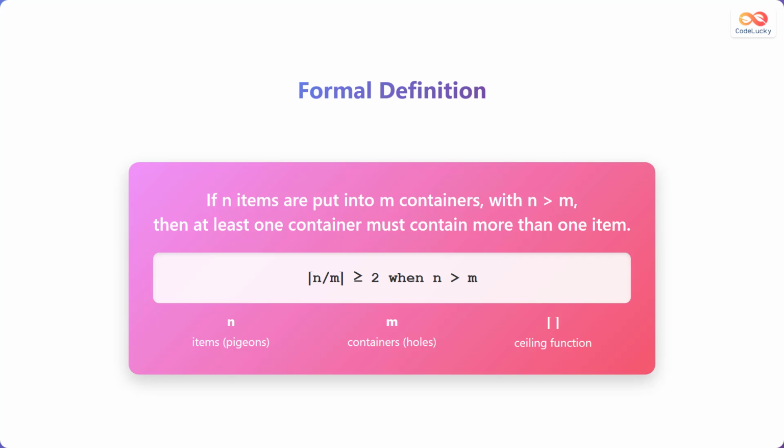In this notation, n represents the number of items, which are the pigeons, m represents the number of containers, which are the holes, and the ceiling symbols indicate the ceiling function, which rounds a number up to the nearest integer.